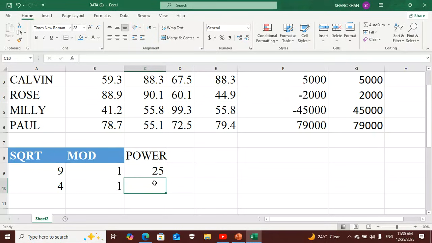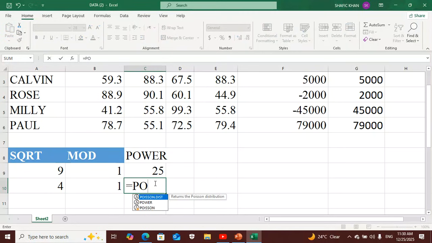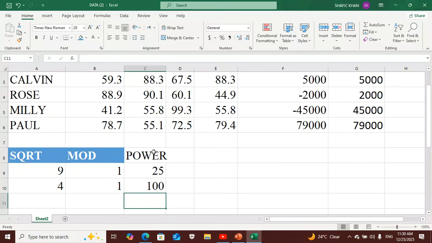You can still try it again by using equals power. Using power, you can say this is 10. You can still use 2 here. Have you seen? That's how power is applied. Yes, the explanation of that.